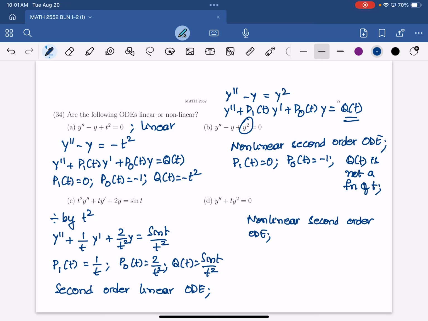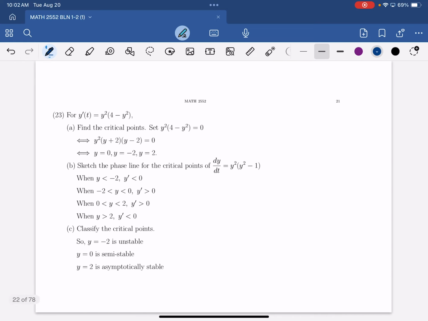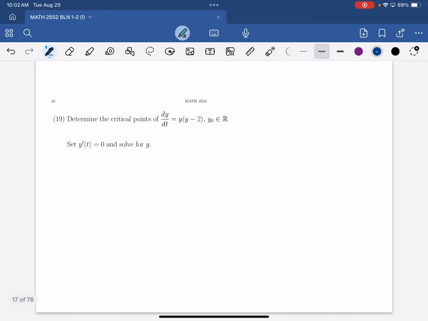For those of you who have taken 2551 already, you know what partial derivatives are. That means there is more than one independent variable and one dependent variable, right? So ordinary derivatives are inside that, so it is called ordinary. Once we know what an ODE is, then we wanted to discuss what is linear and nonlinear first order, linear and nonlinear second order. We did that, right? So now let's go back to section 1.2.